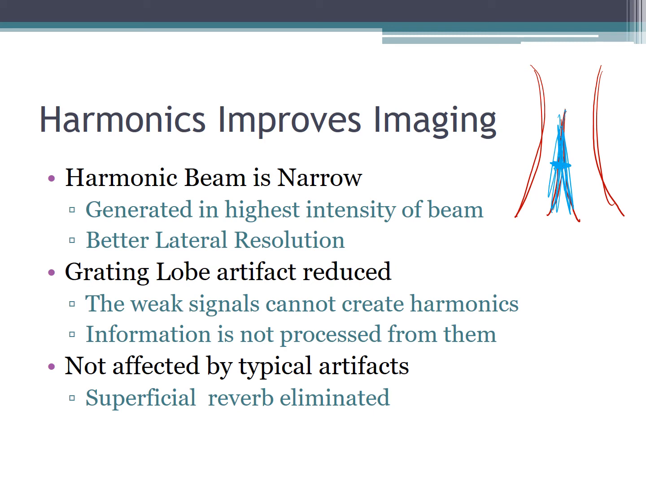Also, when we use harmonic imaging, we're going to reduce that grating lobe artifact. Weak signals cannot create harmonics, so all those little grating lobes that were maybe coming off the side here, none of these are going to be creating harmonics, so we're not going to get any information really back from that. The machine's not even going to recognize that they're sending information back. And then typically, our harmonic sound beam is not affected by artifacts because all that superficial reverb is eliminated in the top of our pictures. So this all looks much cleaner than it does with just the fundamental imaging because we're not getting distortion harmonics from up there.